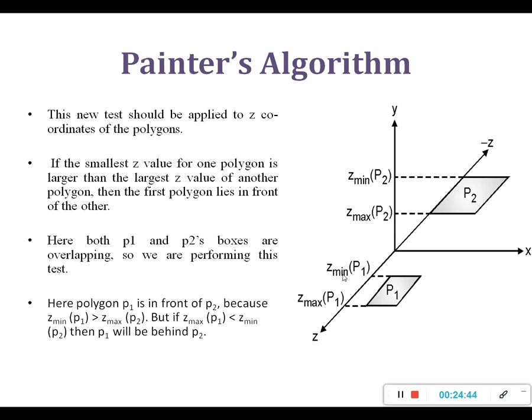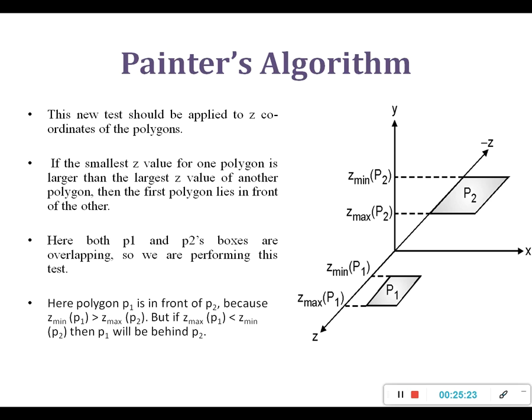Why? Because the Z min of P1, which means the smallest Z value of polygon P1, is larger than the largest value of another polygon. What is the largest value of P2? Z max, right? So if we check that Z min of P1 is greater than the Z max of P2, then we can say that P1 is in front of P2. If the reverse happens, meaning Z max of P1 is less than the Z min of P2, then we can say that P1 will be behind P2.